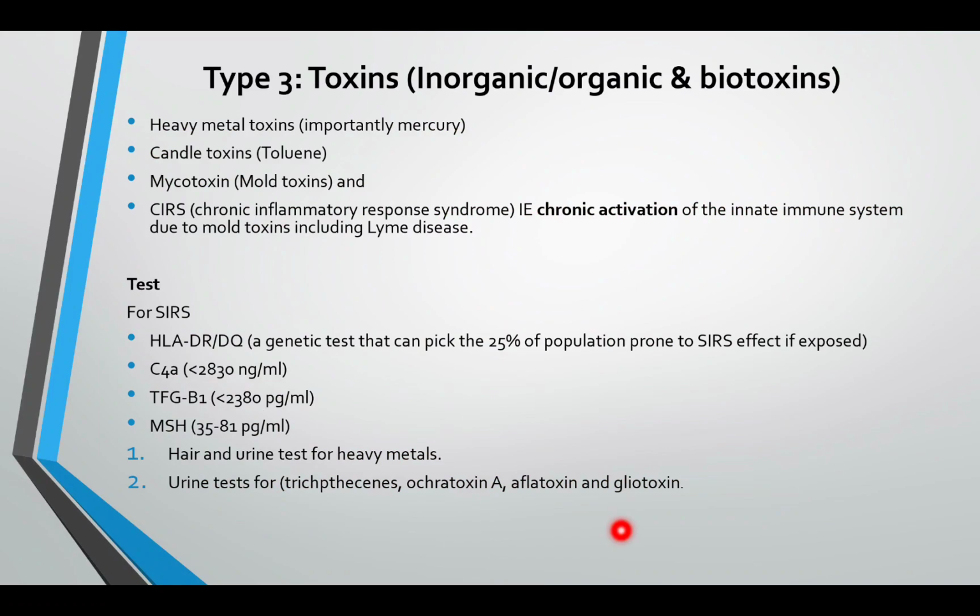Type 3 is the toxic type, and the toxins can be inorganic, like heavy metals, especially mercury, and organic, like toxins such as toluene, and the mycotoxins from fungi, like mold toxins. We'll talk about it now.